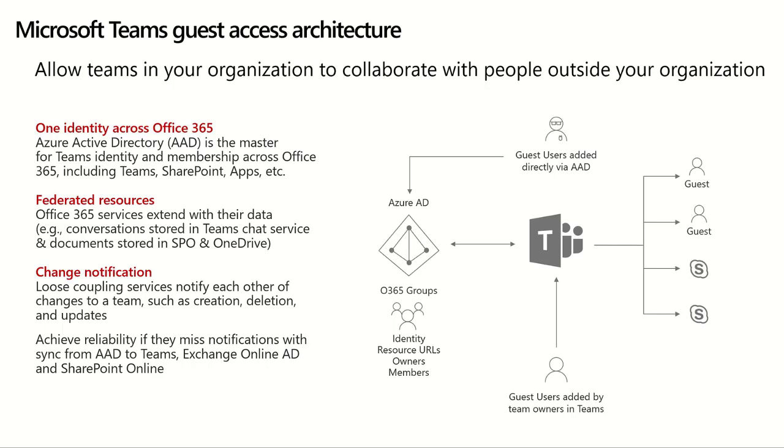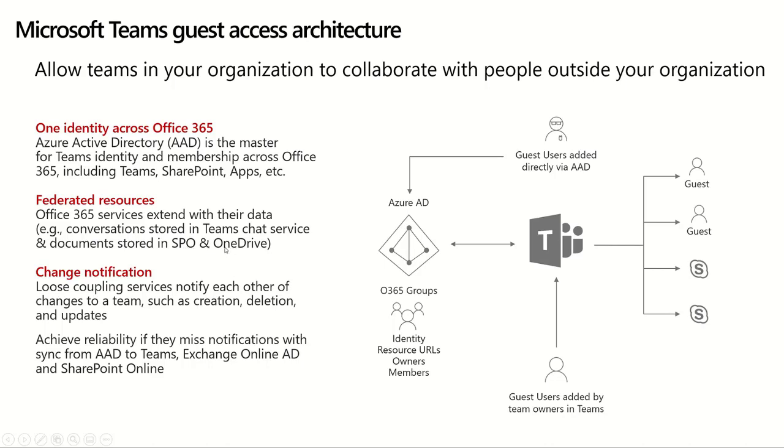So the important thing to know is that you have one identity across Office 365. Azure Active Directory, we usually call it AAD, is the master for Teams identity and membership across Office 365, including Teams, SharePoint, your apps, etc. And we federate those resources for Teams chat service and documents in SharePoint Online and OneDrive, as I mentioned earlier, when you're dealing with files.